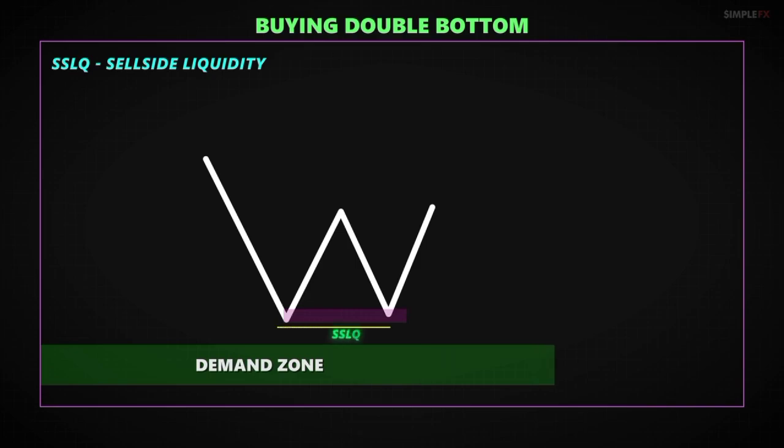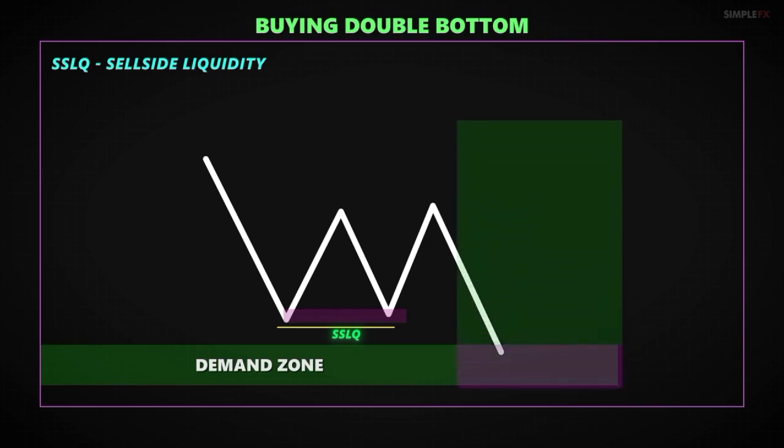Just below those 2 equal lows lies sell-side liquidity, stop-loss orders from early buyers, and sell stops from breakout traders who expect price to keep dropping. Smart money knows that. So before the real move up begins, price often dips just below the double bottom to grab that hidden liquidity. This quick sweep knocks out weak hands and fills large institutional buy orders at better prices.